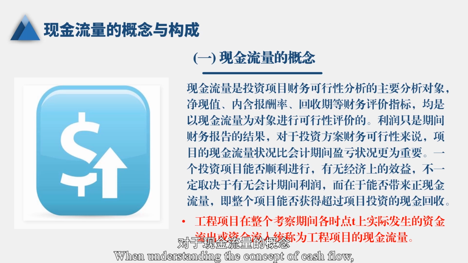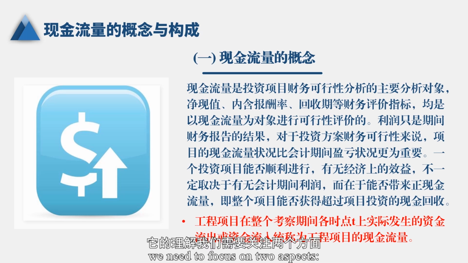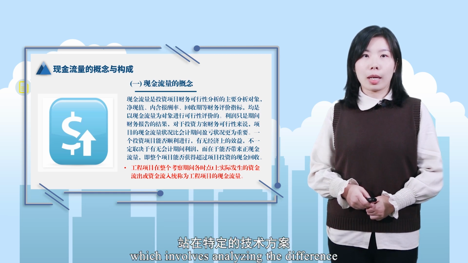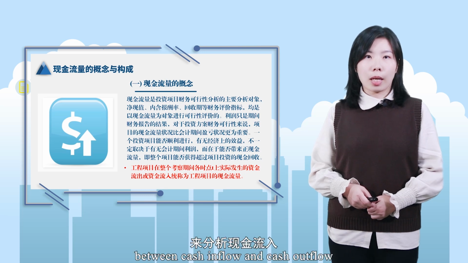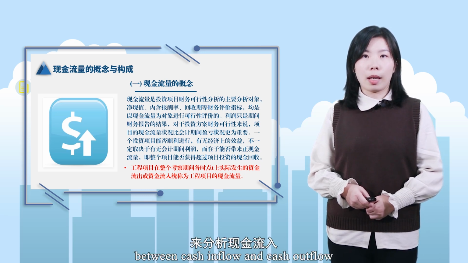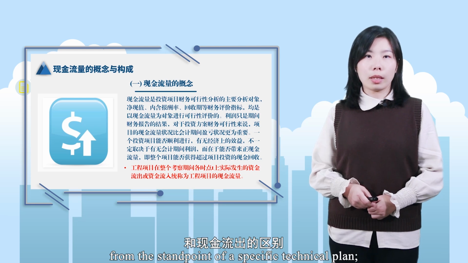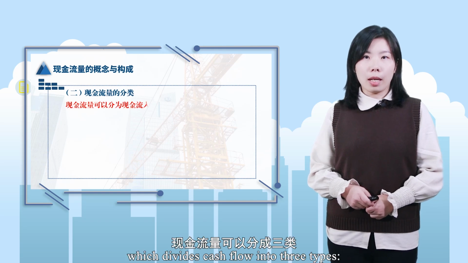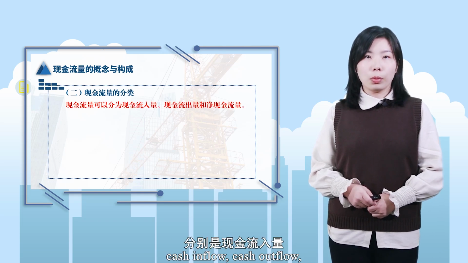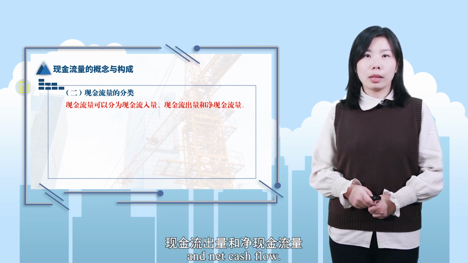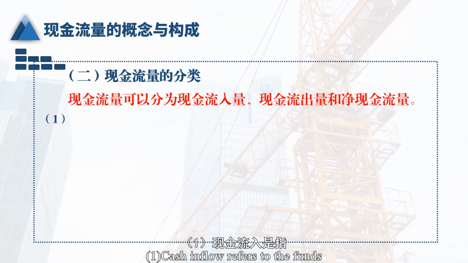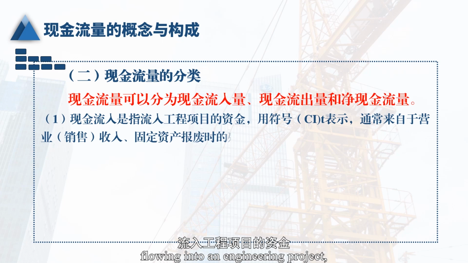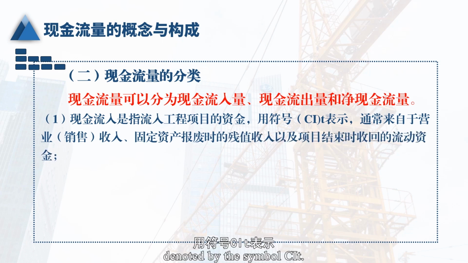When understanding the concept of cash flow, we need to focus on two aspects. One is the perspective, which involves analyzing the difference between cash inflow and cash outflow from the standpoint of a specific technical plan. The other is the category, which divides cash flow into three types: cash inflow, cash outflow, and net cash flow. First, cash inflow refers to the funds flowing into an engineering project, denoted by the symbol CI_t.